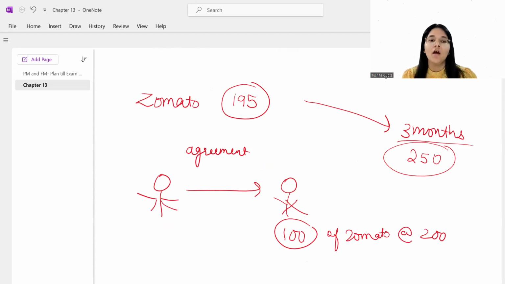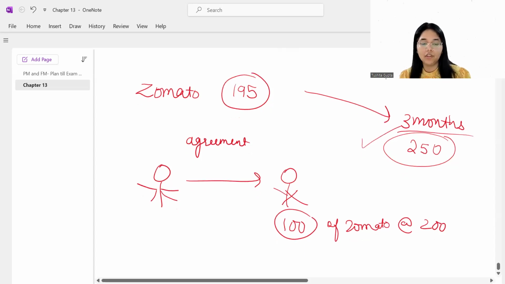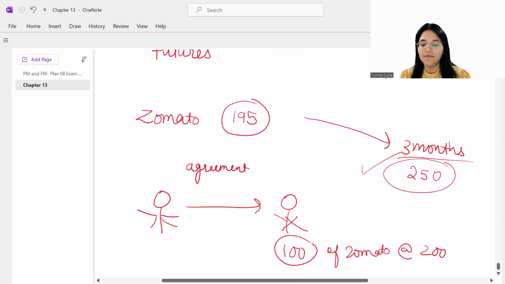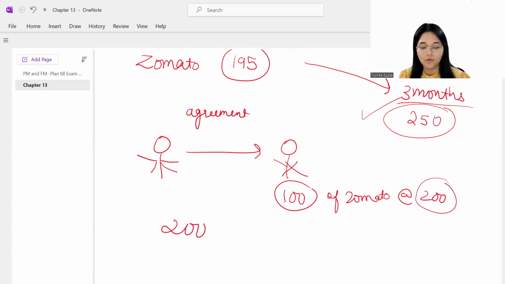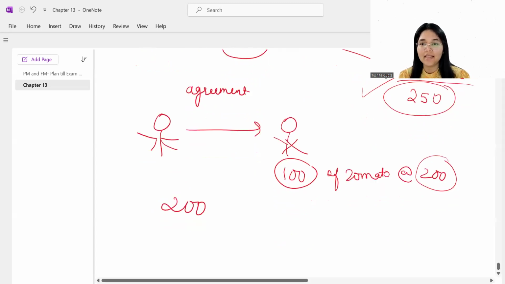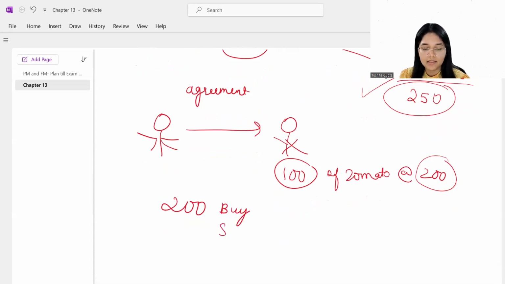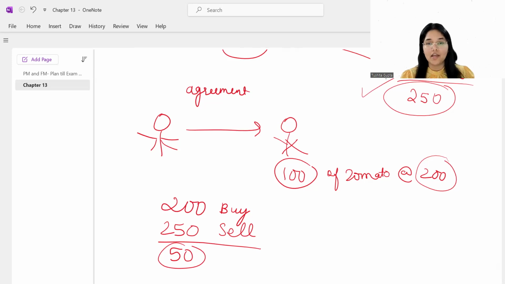So what will happen if, right after 3 months, the share price does go up to 250? You have entered into an agreement, and this person will have to sell you these shares at 200. So you will buy them at 200 and then sell them at 250 in the market. The net 50 which you have gained on each share becomes your gain, and you have 100 shares, so your gain will be multiplied accordingly.